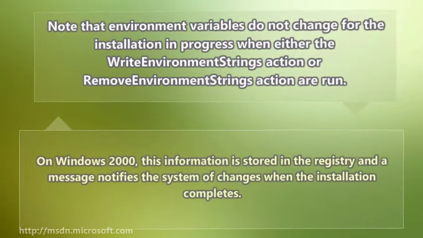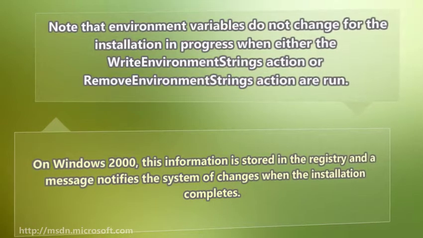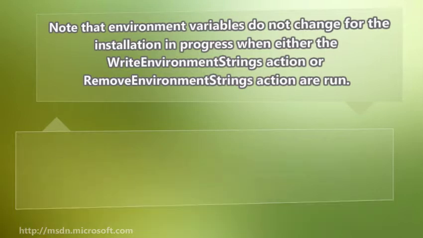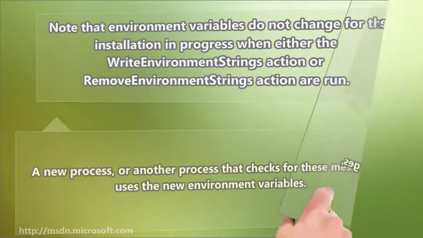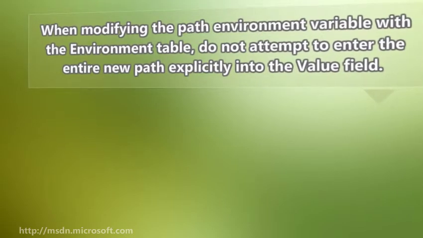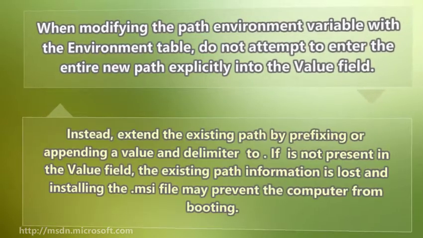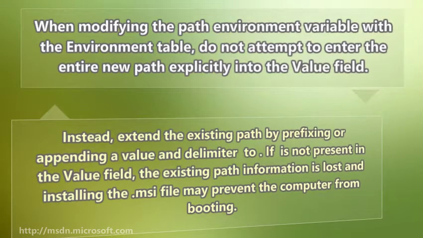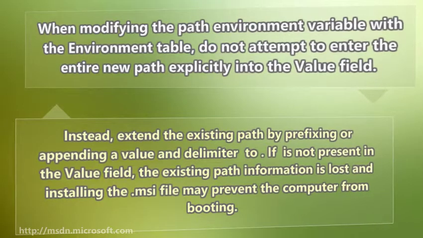On Windows 2000, this information is stored in the registry and a message notifies the system of changes when the installation completes. A new process, or another process that checks for these messages, uses the new environment variables. When modifying the path environment variable with the environment table, do not attempt to enter the entire new path explicitly into the value field. Instead, extend the existing path by prefixing or appending a value and delimiter to it. If it's not present in the value field, the existing path information is lost and installing the MSI file may prevent the computer from booting.